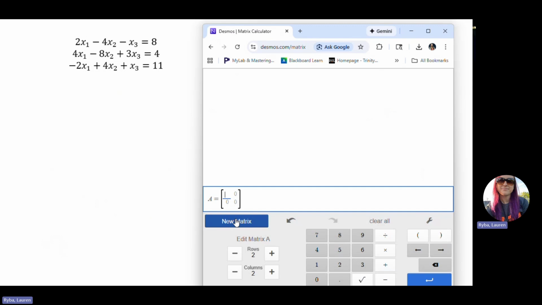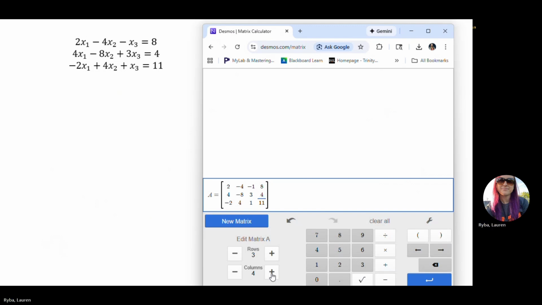Now we have 3 rows and 4 columns. So what I need to do is increase to 3 rows, increase to 4 columns. And then I'm just going to enter my numbers. So 2, -4, -1, 8, 4, -8, 3, 4, -2, 4, 1, and 11. That would give me a very wrong answer.